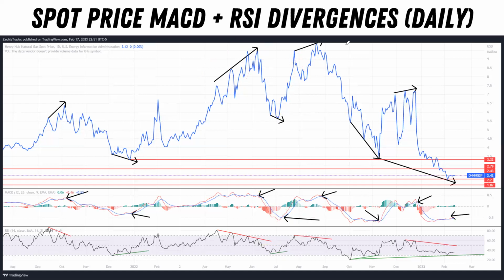So the MACD is most effective on the daily time frame. That's why we're looking at the daily chart here. And I really like the MACD on the daily time frame. You can use it on other time frames, but it's just not always as effective on the lower time frames.